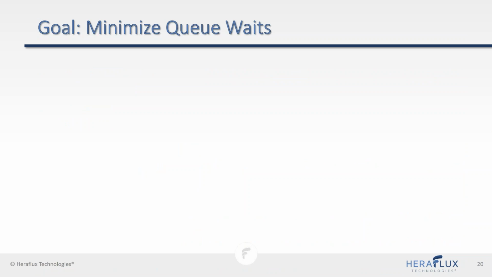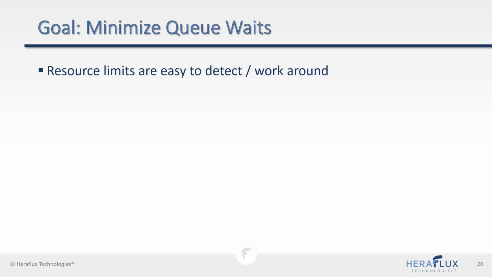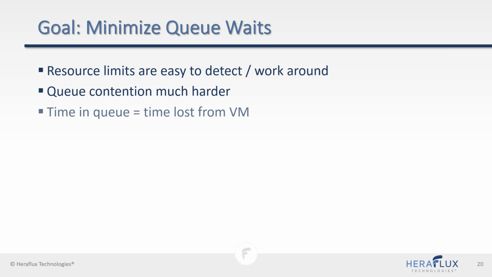Okay, VM architecture, our goal is to make sure that SQL Server suffers the least from the scheduling queue waits. How do we do this? Well, those resource limits, the maximums there, easy to detect, easy to work around. You know, if I've got 32 CPUs on a physical machine, we don't fill them up to 100%. Same thing with RAM. The queues are harder. Every millisecond spent in that queue is time lost from the VM, and stuff gets challenging at that point.